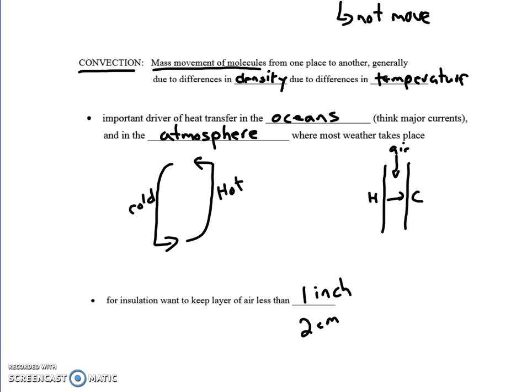All right, well, that sums up our heat modes. Make sure you understand that equation. We'll apply that with the ice cube box.